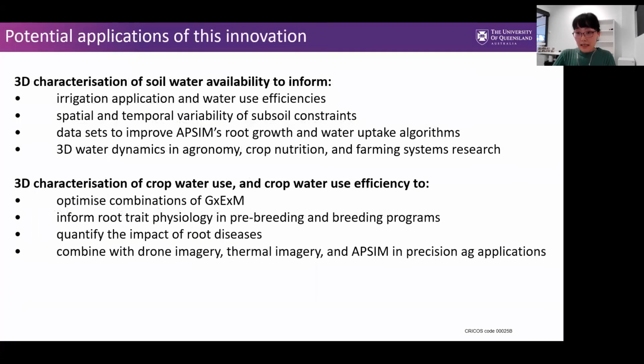This newly developed technology could be used for 3D characterization of soil water availability and crop water use to inform irrigation application in the field, and also could be used to identify the spatial and temporal variability of subsoil constraints. It can also be used to optimize combinations of G by E by M. It can also be used to identify the mechanisms of drought tolerance in the field in breeding programs.